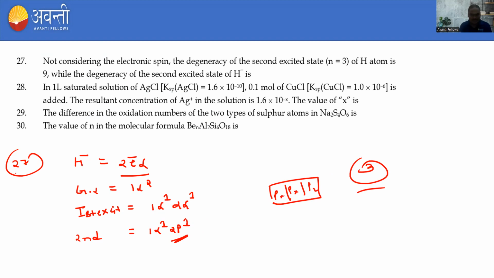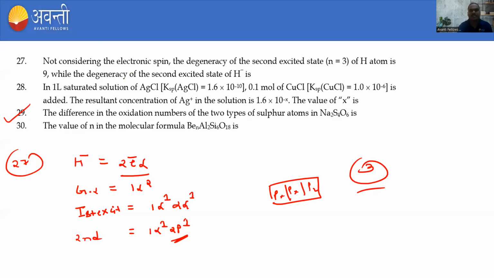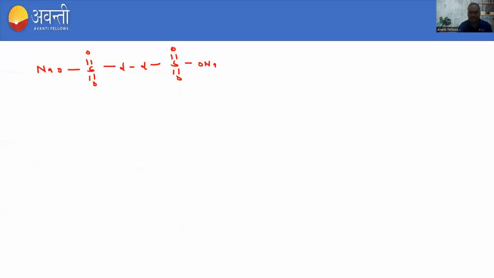That is, the difference in the oxidation state of the two types of sulfur atom in Na2S4O6. So let me draw the structure of Na2S4O6. We have a structure like NaO, this is S double bond O, S double bond O, S S. Again we have S double bond O, S double bond O, and this is ONa. Right. So you need to calculate the difference in the oxidation number of the two types of sulfur atom in this.